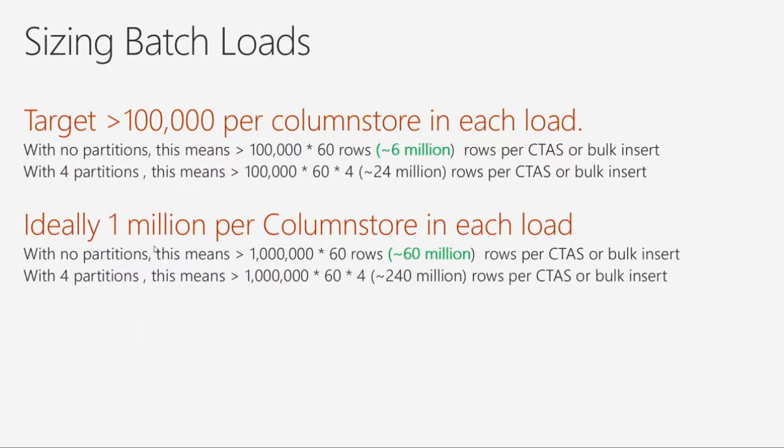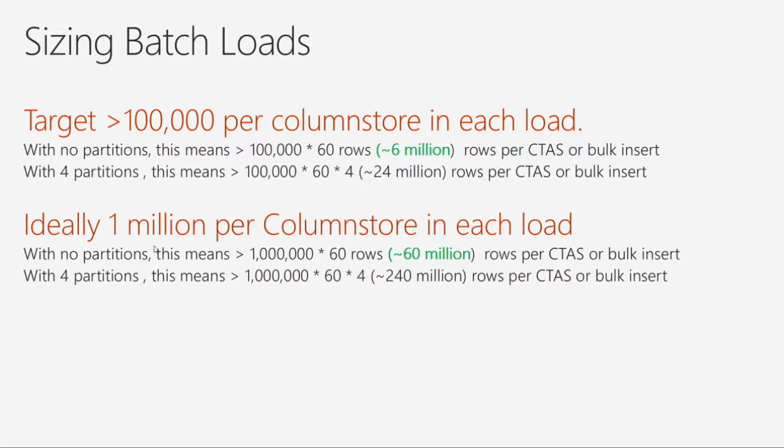So as we said, the minimum you want to target per batch is 100,000. So what does this mean in terms of number of rows for your batch size? If you have no partitioning going on, this means you need to have at least 6 million rows, which is 60 times 100,000, at least 6 million rows per CTAS or bulk insert. And if you do happen to have 4-way partitioning, you're talking about 24 million rows per CTAS or bulk insert, all right?